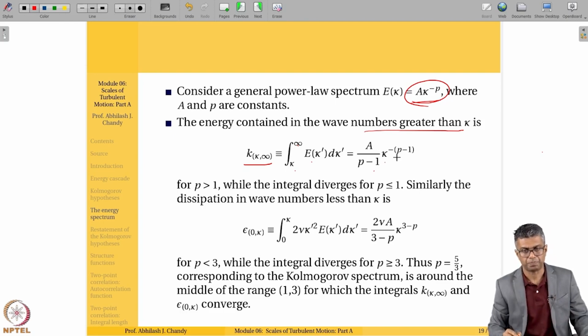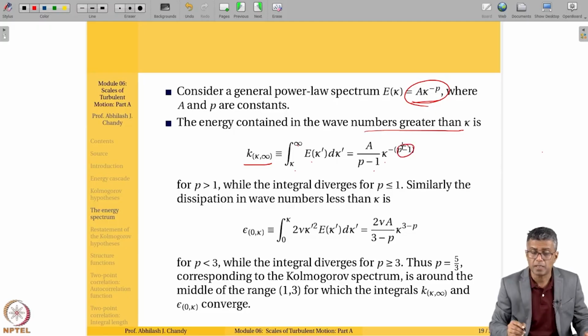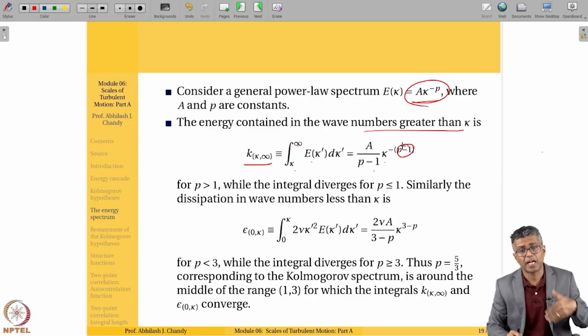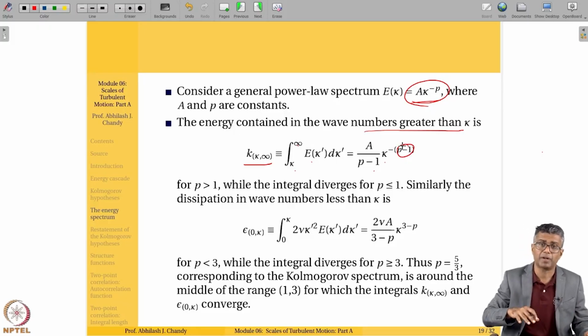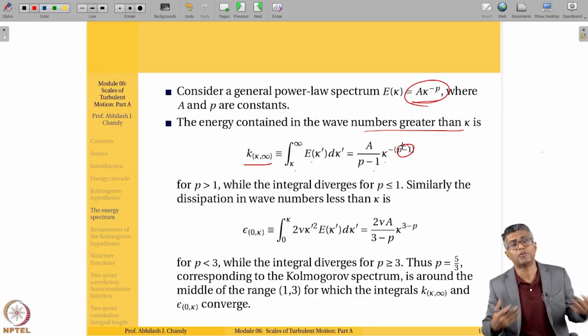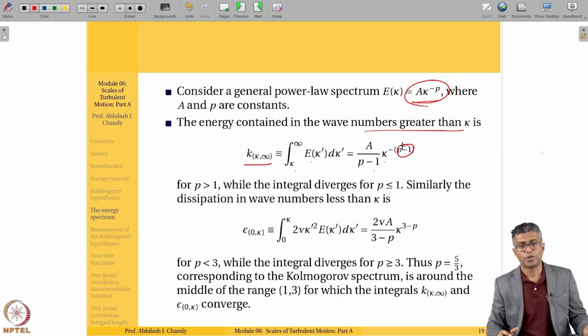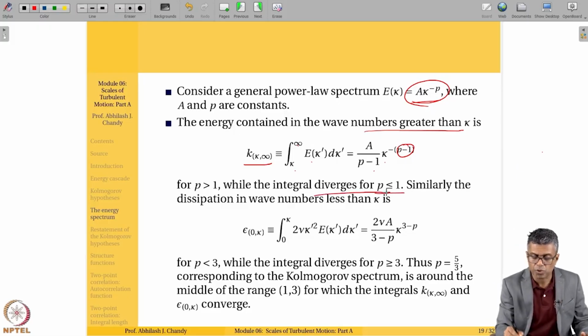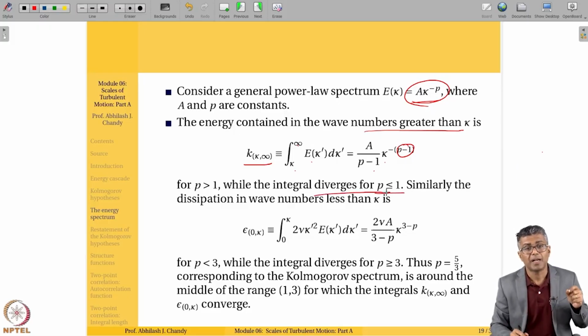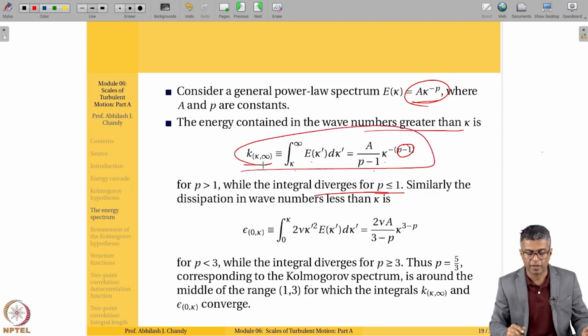Now look at this function. This is only going to be valid for p greater than 1. What happens when p is less than 1? When p is less than 1, this number becomes negative, and the negative of a negative number becomes positive. So then you have some number raised to a positive number which will diverge eventually. So for p less than 1, it is going to diverge, whereas for p greater than 1, it is going to converge. So this function is only valid for p greater than 1.